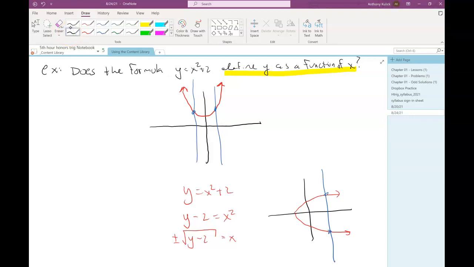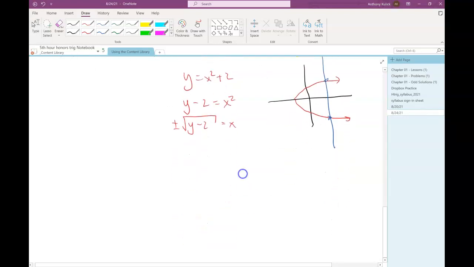Cool. Everybody's good with the vertical line test and all that? That tends to be one of the things that students remember the most. That one tends to stick pretty well.